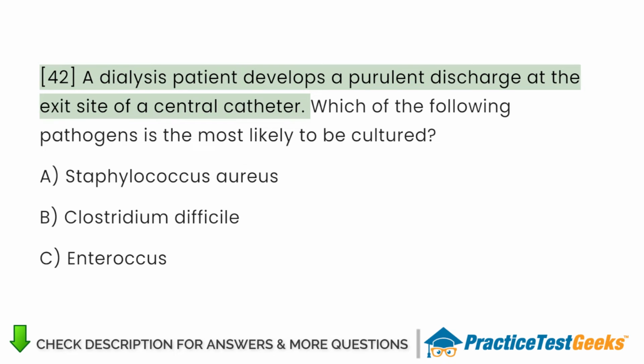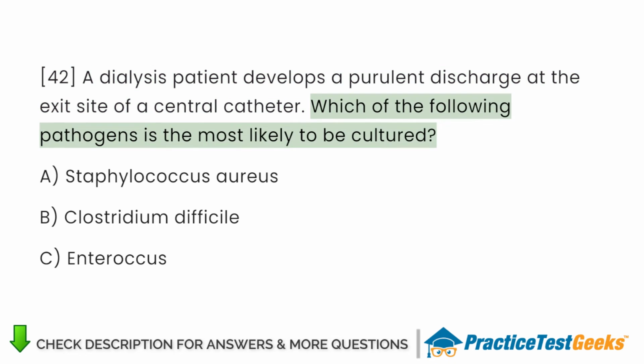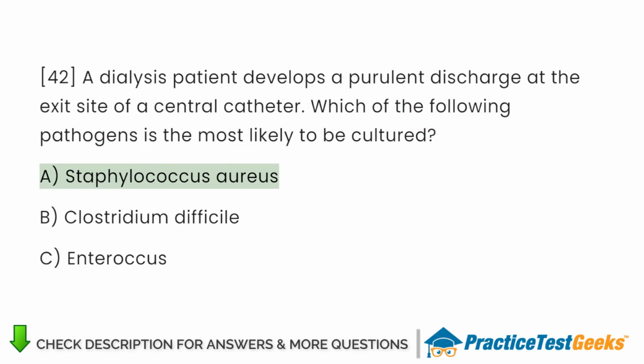A dialysis patient develops a purulent discharge at the exit site of a central catheter. Which of the following pathogens is the most likely to be cultured? A. Staphylococcus aureus. B. Clostridium difficile. C. Enterococcus.